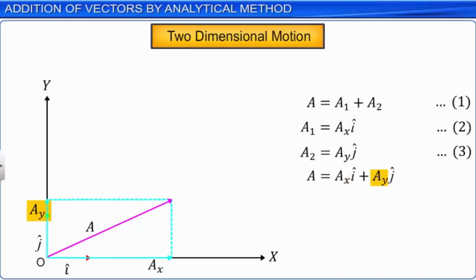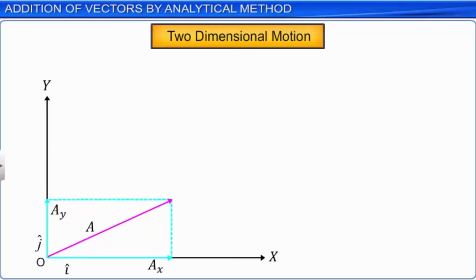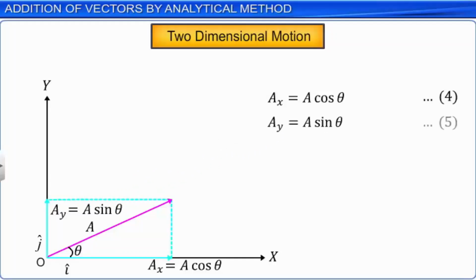Here, A makes an angle theta with the x-axis. You can write AX is equal to A cos theta and AY is equal to A sin theta. Let these expressions be equations 4 and 5 respectively. AX and AY can be positive, negative or 0 depending on the angle theta.